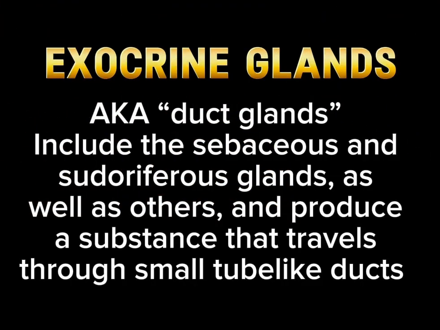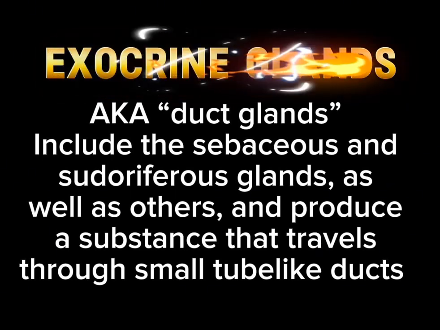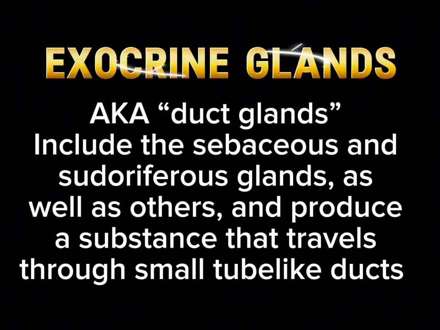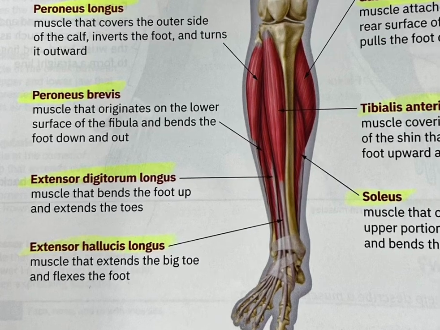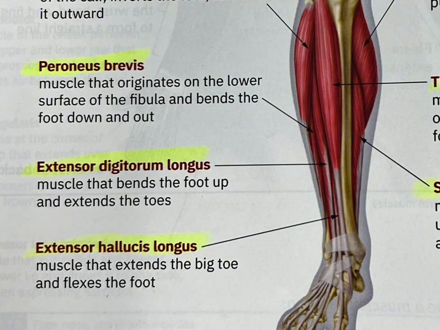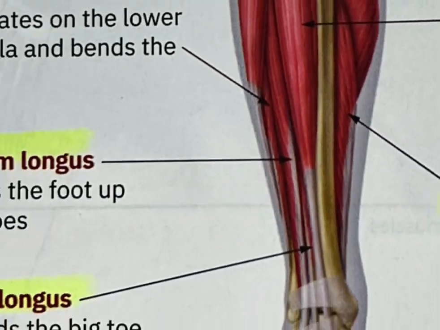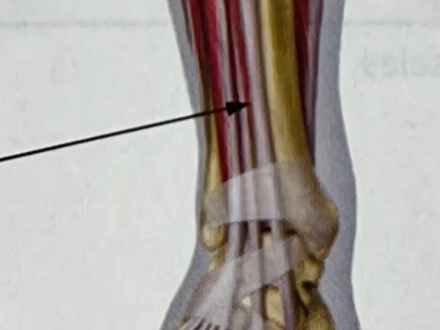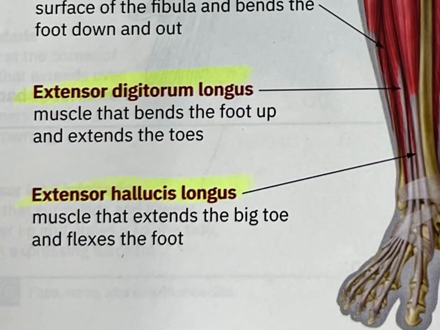Exocrine glands, also known as duct glands, include the sebaceous and sudoriferous glands, as well as others, and produce a substance that travels through small tube-like ducts. Extensor digitorum longus, muscle that bends the foot up and extends the toes. Extensor hallucis longus, muscle that extends the big toe and flexes the foot.